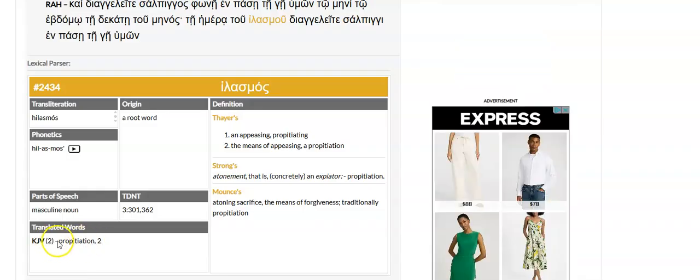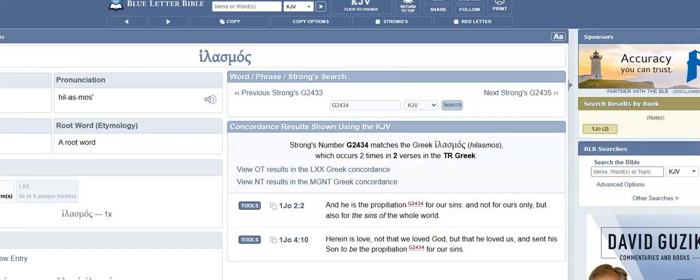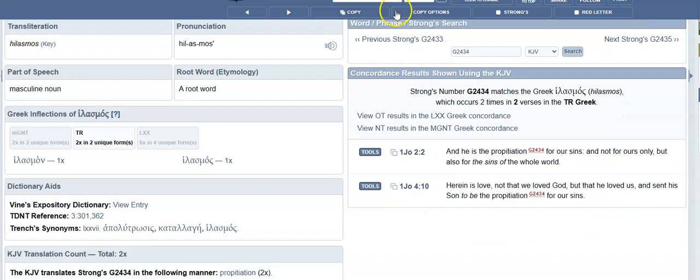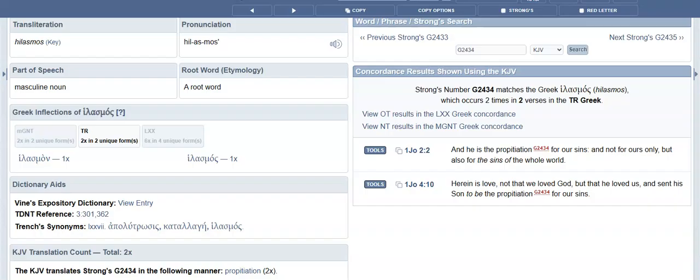We're looking at like a one-to-one relationship between concepts and specific words and how they translate. I'm like, okay, well, this is going to be G2434. So we're going to go here to Blue Letter Bible, and G2434, it tells us 1 John 2:2 and 1 John 4:10 are where that word atonement from Leviticus 25:9 shows itself in the Greek New Testament, which is the Greek word hilasmos in these two verses. And what did those two verses say? He is the propitiation for our sins, and not for ours only, but also for the sins of the whole world. And 1 John 4:10, herein is love, not that we loved God, but that he loved us and sent his son to be the propitiation for our sins, the atonement for our sins.